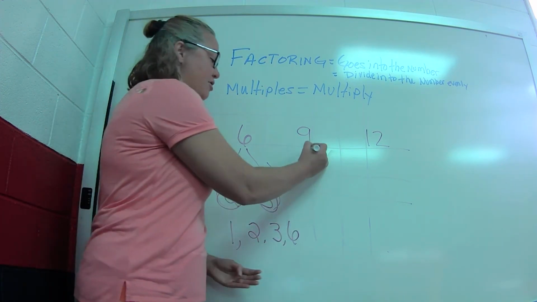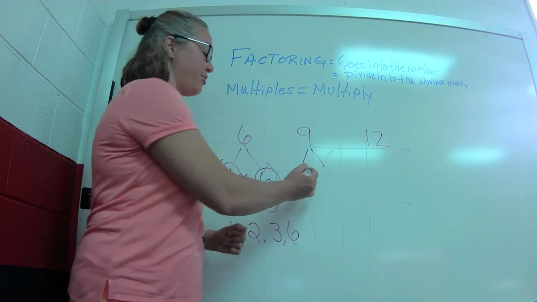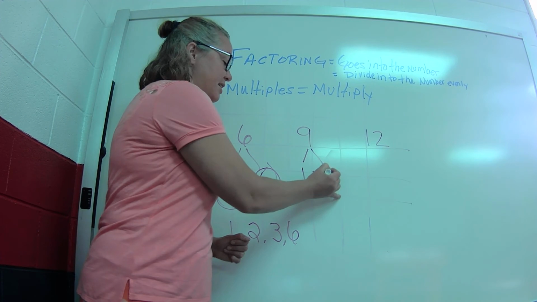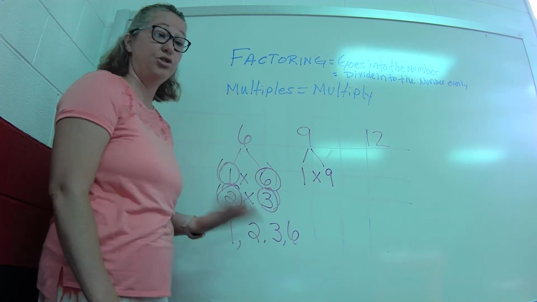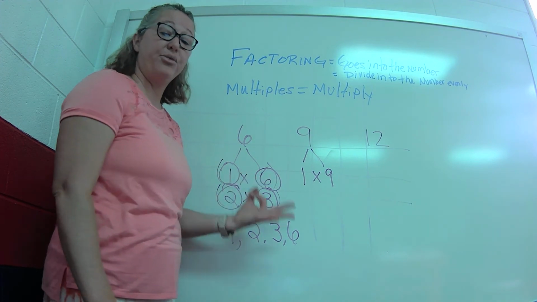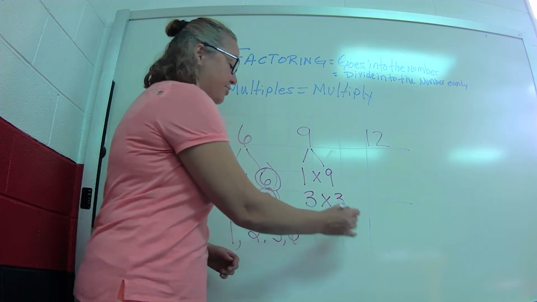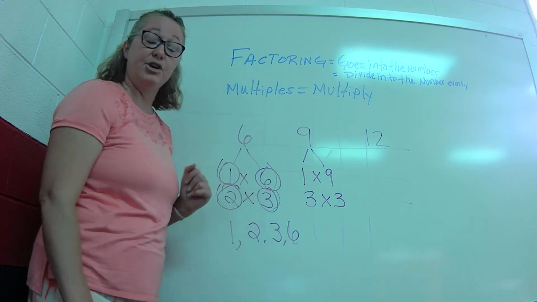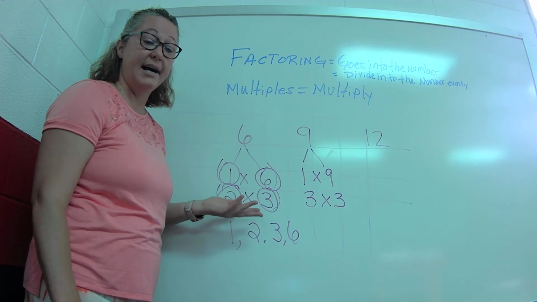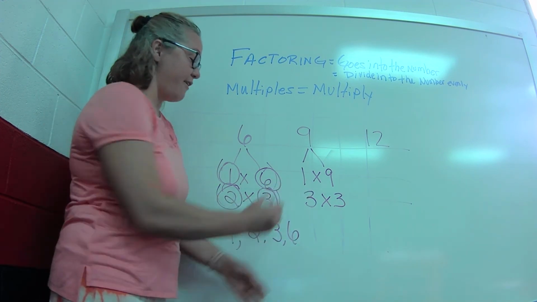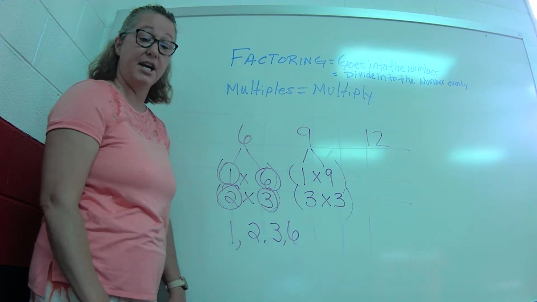All right, let's try 9. What do we always start with? We always start with 1 times the number. All right, well, 9 isn't an even number, so we know 2 doesn't work. But 3 times 3 is 9, so we write 3 times 3. Is there any other pair multiplied together that would equal 9? No. So we have factored 9 out with our pairs: 1 times 9, 3 times 3.